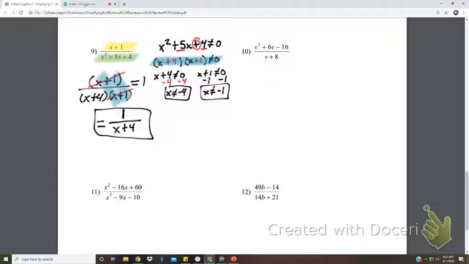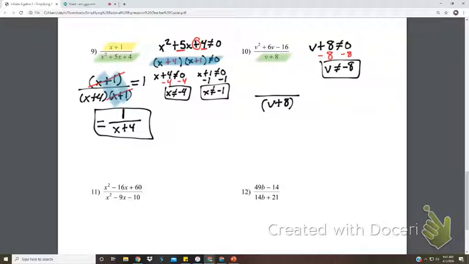So on number 10, same kind of idea. In the denominator, we have v plus 8. So to find our excluded value, we set it not equal to 0. Then we're going to solve, so I'm going to subtract 8 on both sides. And v cannot equal negative 8. Now the denominator we just saw when we solved it would just be v plus 8.